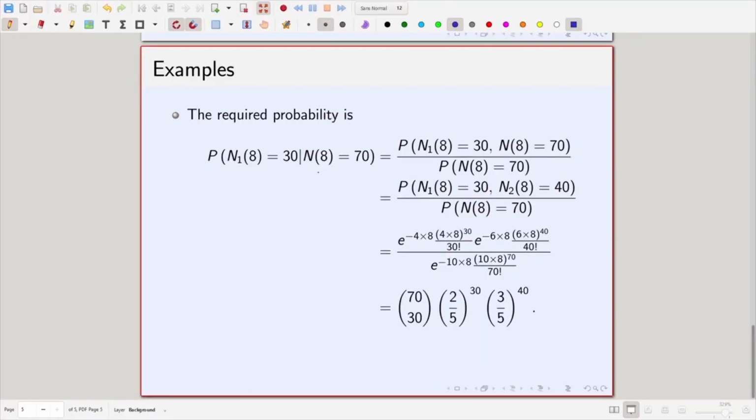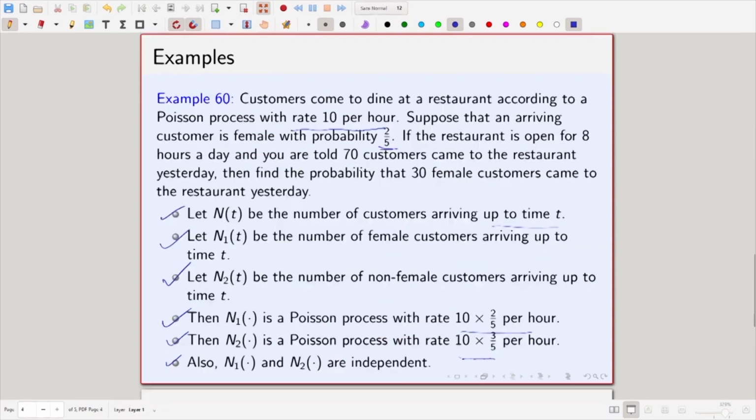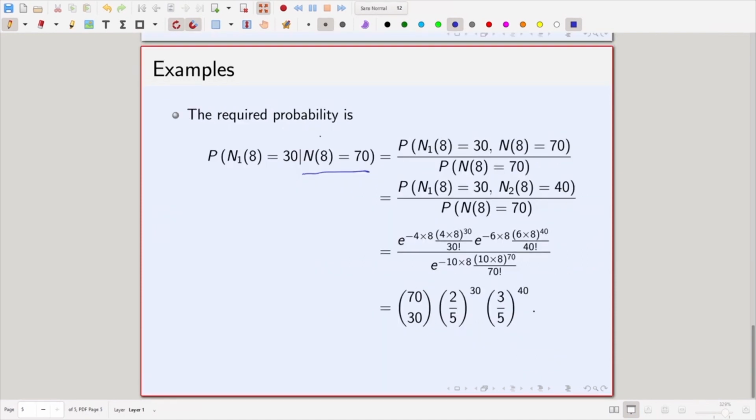Okay. So, what are you asked? You are asked, given that N8 equals 70. Why N8? Because you are told that the restaurant is open for 8 hours a day, so your time here is 8 hours and the rate is given per hour. So the time unit is 8. Given that N8 equals 70, because 70 customers came to the restaurant yesterday, what is the probability that N18 equals 30? That is, the number of female customers who came to the restaurant is 30.